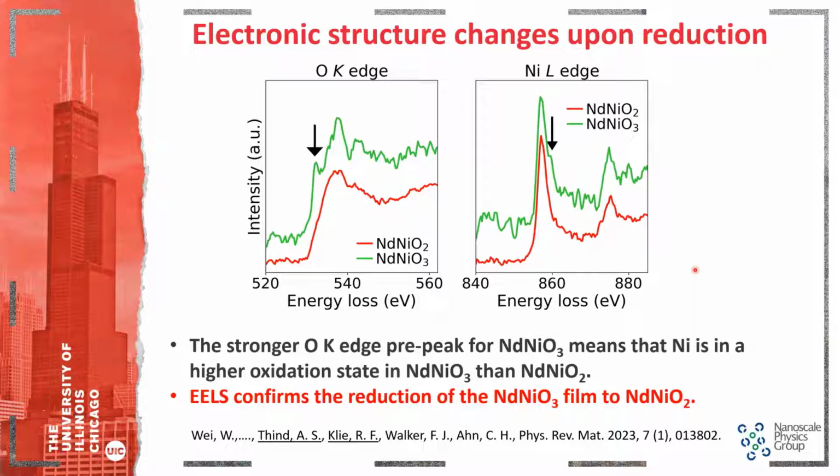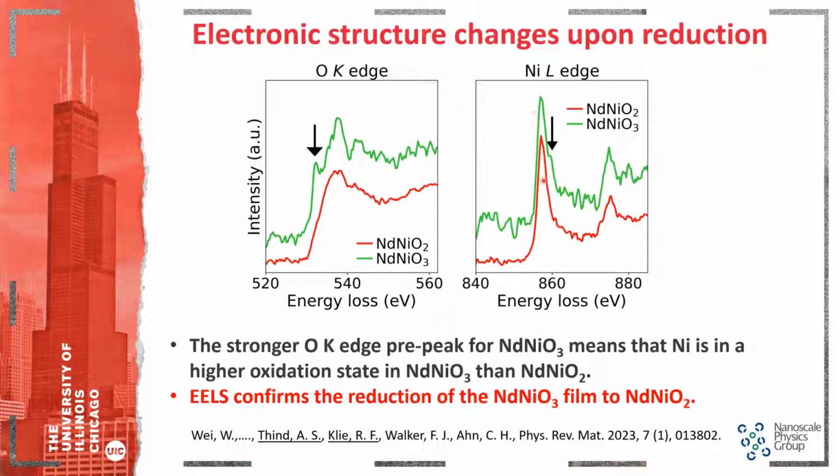If we look at EELS, going from a perovskite film to a square planar nickelate film, looking at the oxygen K-edge, the absence of the pre-peak is a sign of the reduction of the transition metal cation, which is what we expect. Nickel goes from 3+ here in green to 1+ in red.